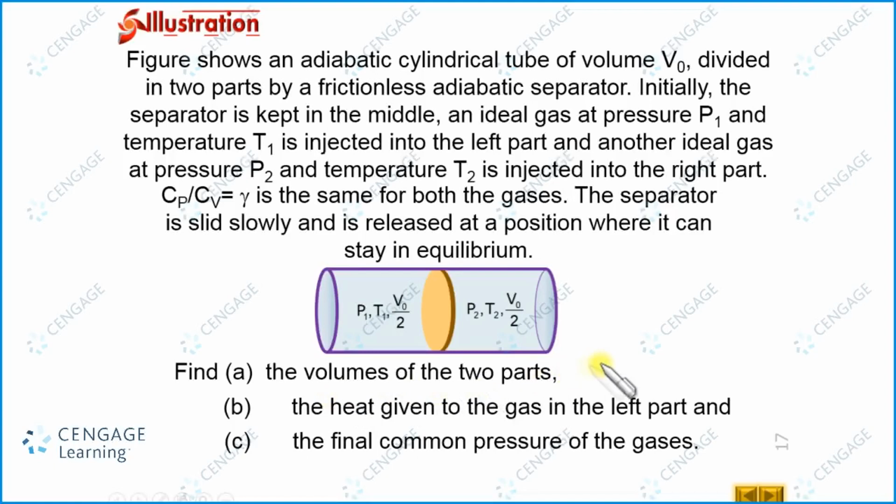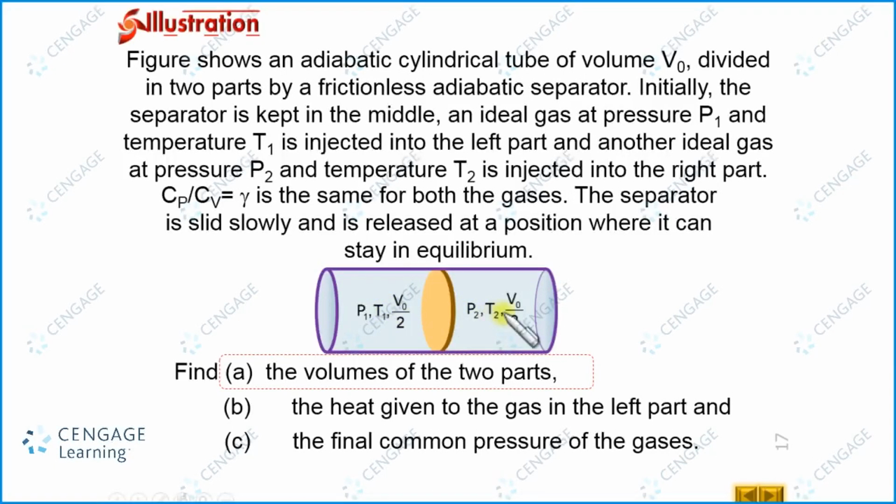Let us analyze the first part. Now we know this separator can move without friction, and finally it comes to equilibrium. It means the pressure on the left hand side and right hand side of the separator should be the same. As we discussed, the force applied by the gas on the left hand side on this separator should be equal to the force applied by the gas from the right hand side. That means the final pressure should be equal.